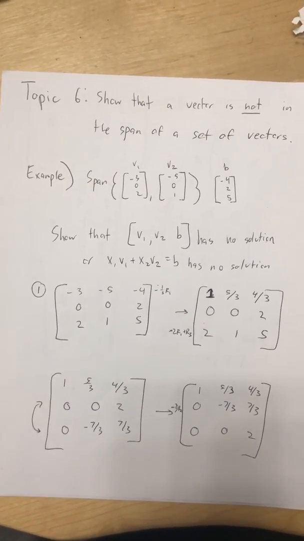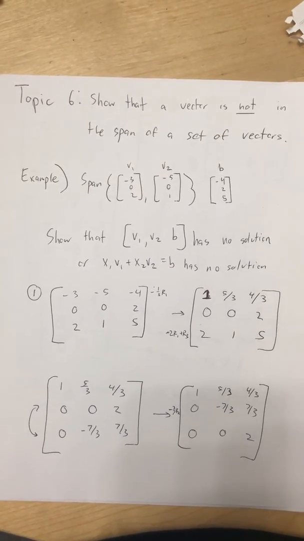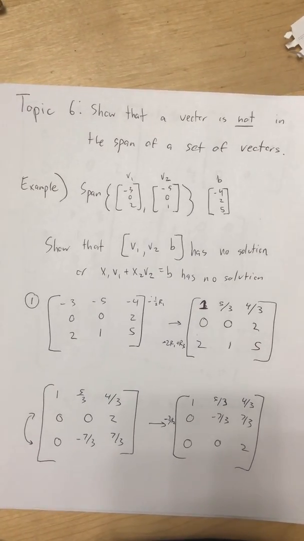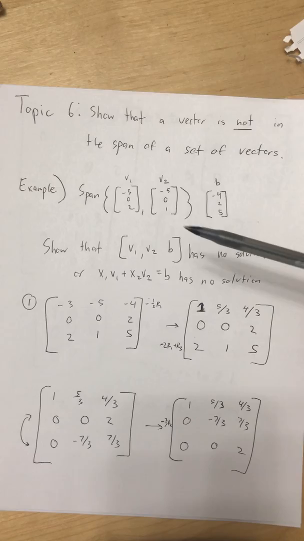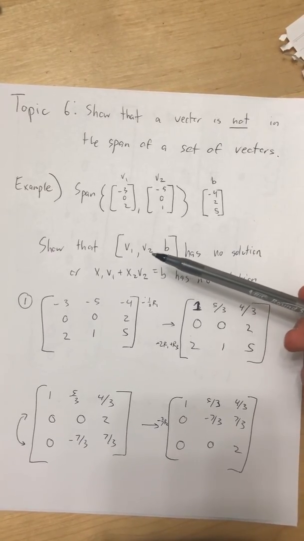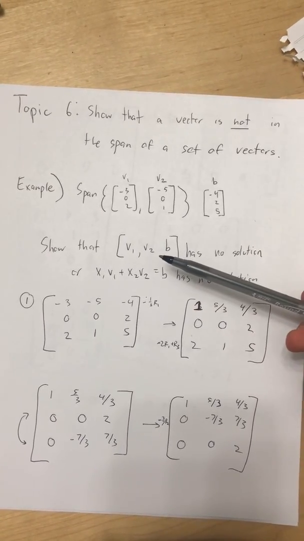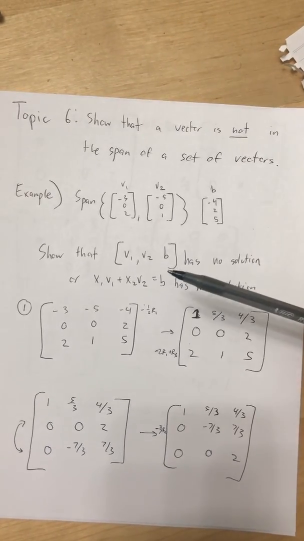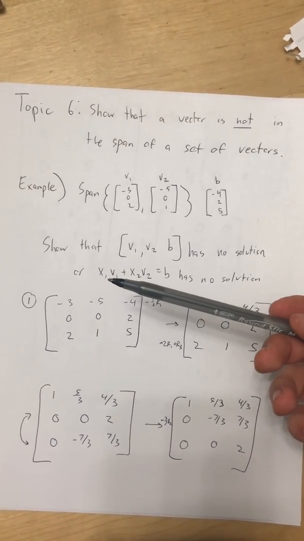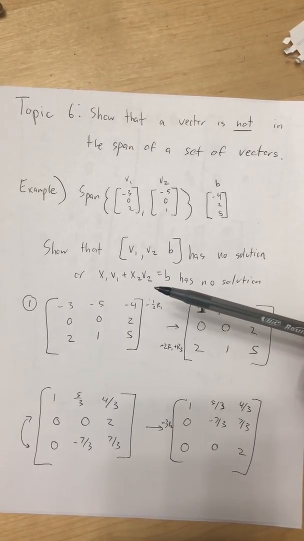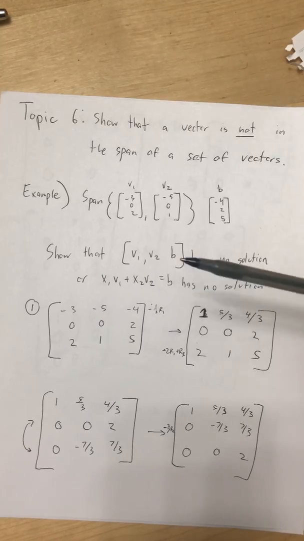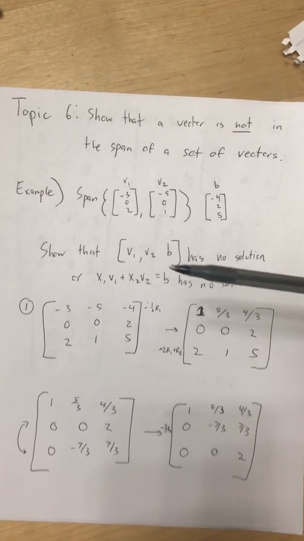For topic 6, we want to show that a vector is not in the span of a set of vectors. What this topic basically means is that we're trying to show that the augmented matrix of two vectors, such as v1 and v2, and b has no solution. Or we can write this out as a linear combination, where x1 v1 plus x2 v2 is equal to b has no solution, where x1 and x2 are just the weights of the vectors.